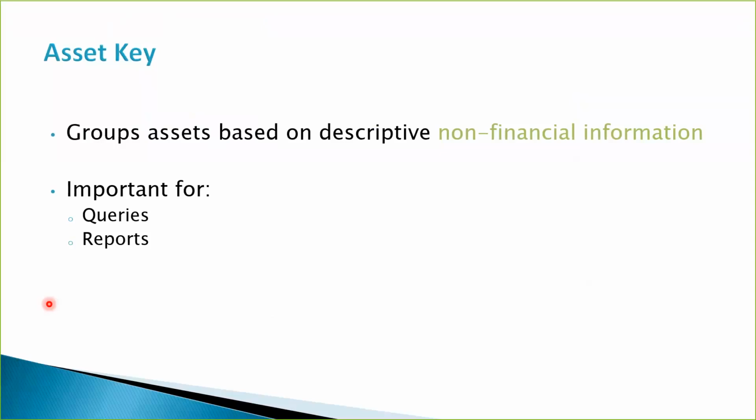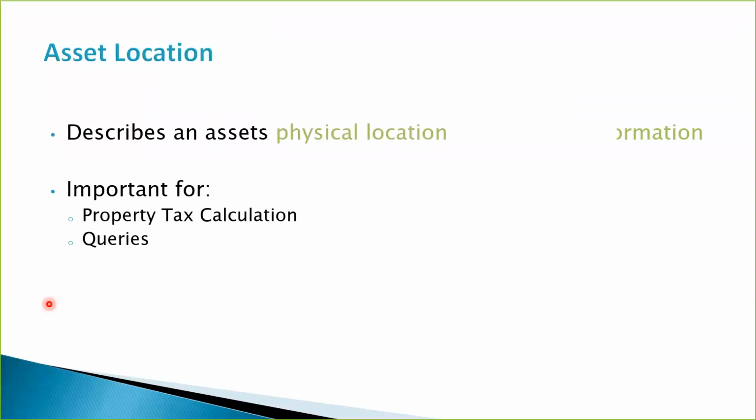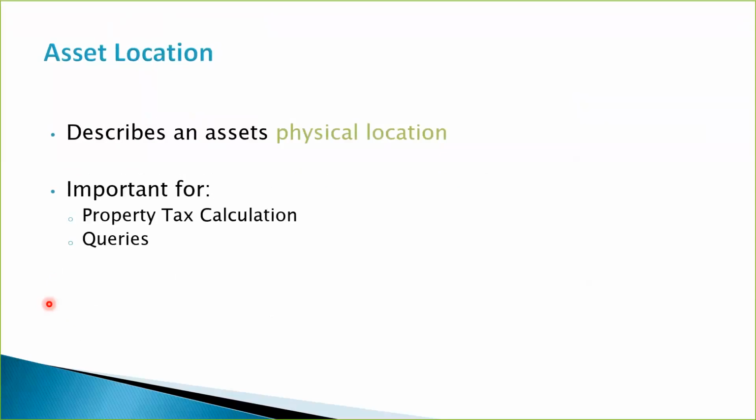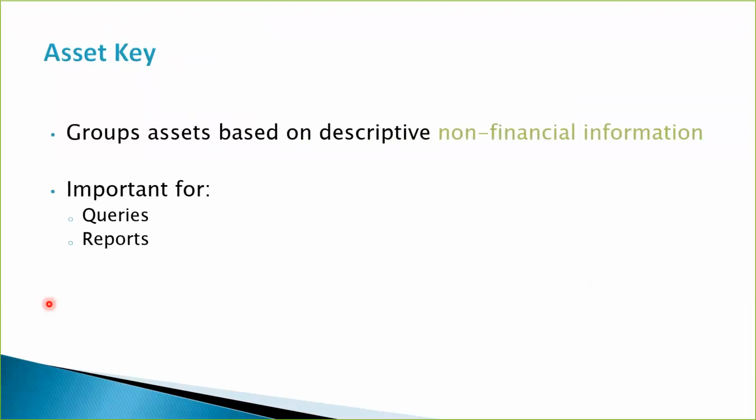Okay, you don't have to enter this information, and there's a way to do that. And of course, this information is important when it comes to queries. You can query your assets by the key, and you can also have this information appear on the reports that you generate. So we have covered the three ways in which we can group assets, which is by category, by location, and by the asset key.